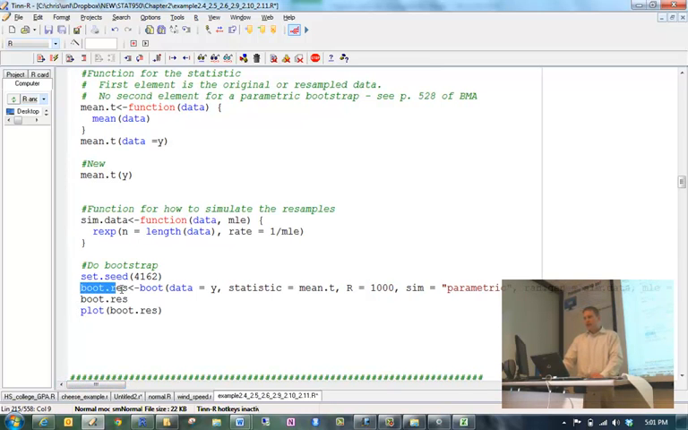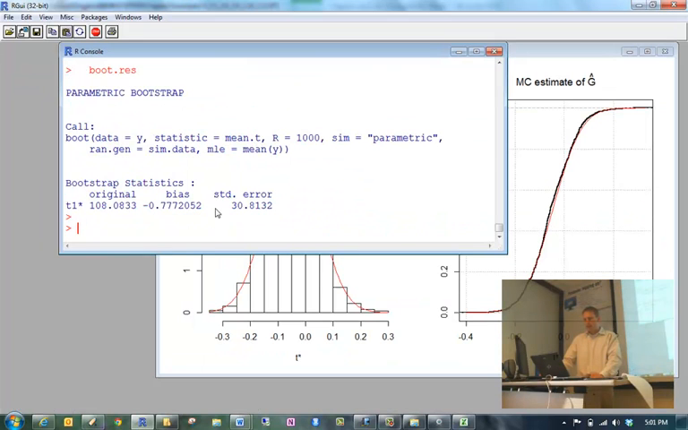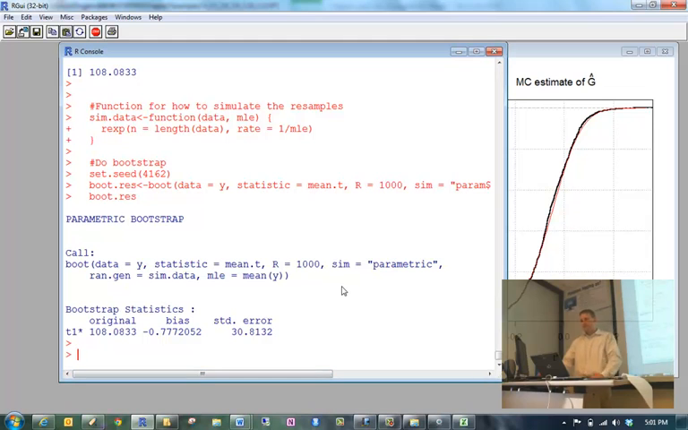I put all the results into boot.res, for lack of a better name, boot results. And then let's take a look at what's in boot.res. And here we go. What's produced by default is the following. Here's my original value of t, in other words, the mean of y. We have an estimate of bias. We have an estimate of standard error for t. We'll talk about that later.